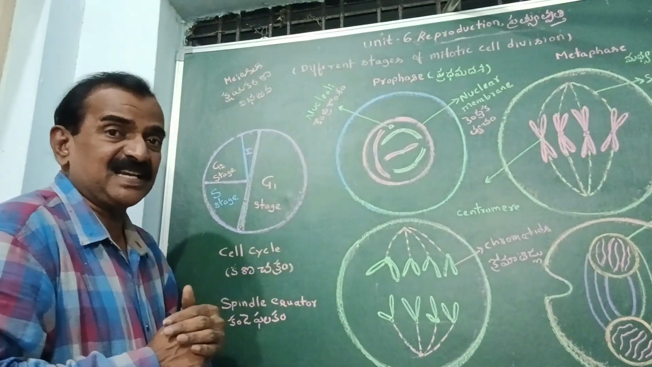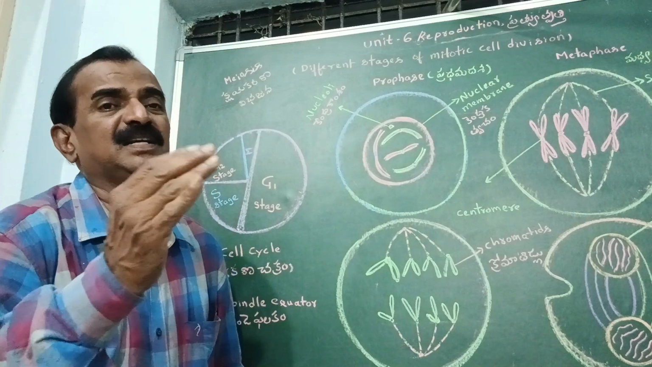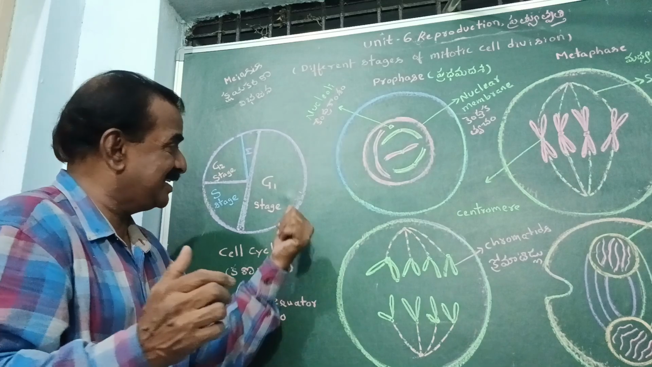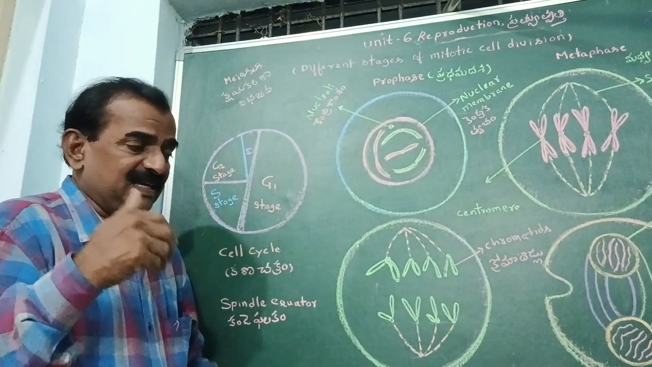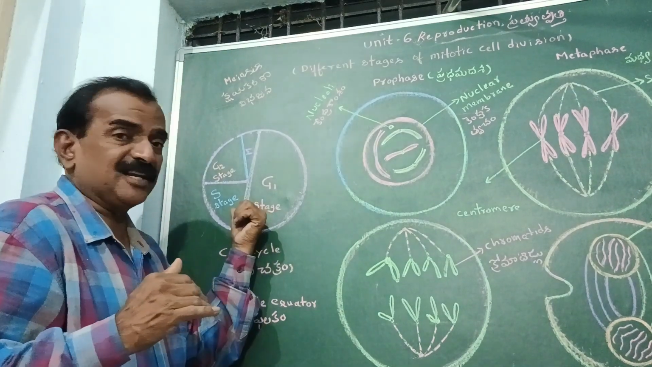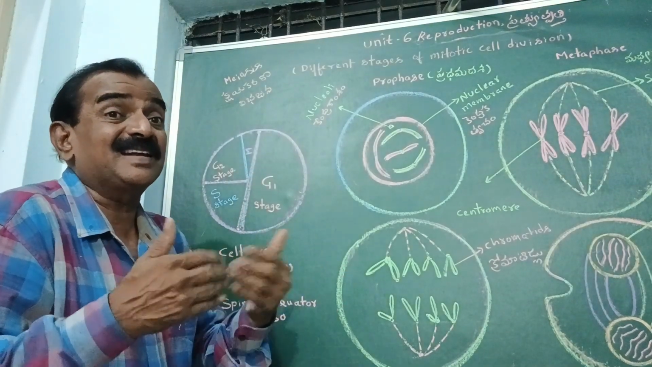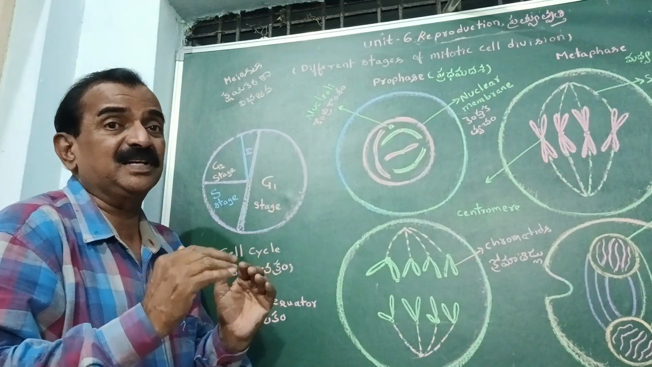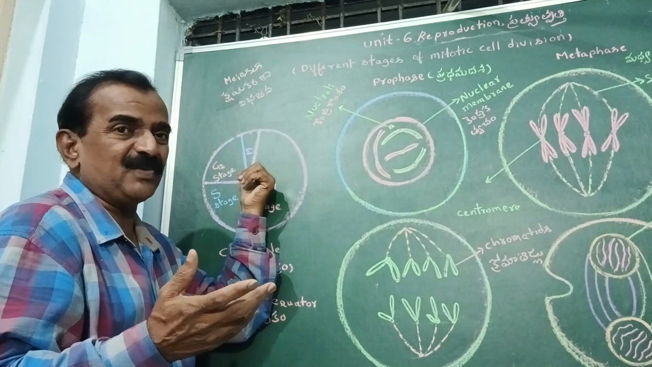So what is the G1 stage? This is the linking period between the completion of mitotic cell division and the beginning of DNA replication. Cell size increases, that is the G1 stage, and it takes 10.5 hours. And what is the S stage? This is the synthesis of DNA, and replication of DNA takes place. And G2 is the time between the end of DNA duplication and the beginning of mitotic cell division. Cell organelles divide into two. It takes 3.5 hours.